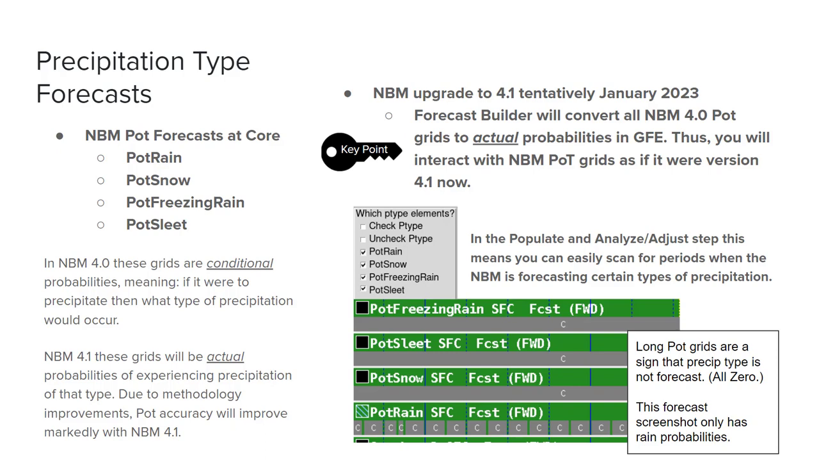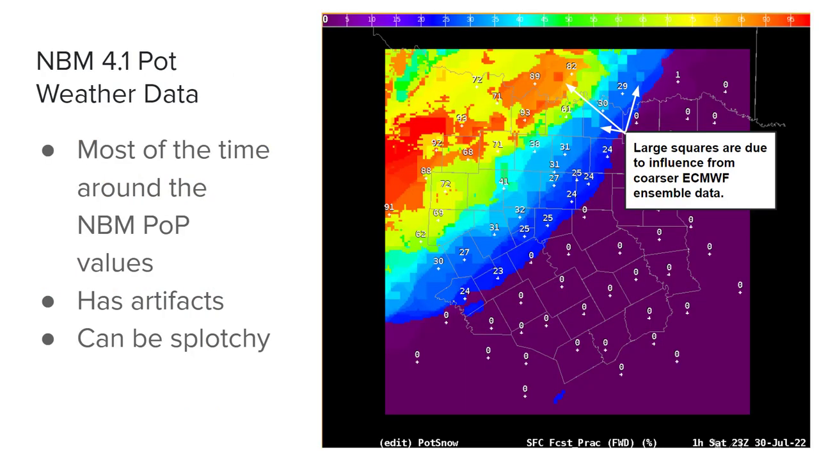In this forecast example here, you can see that POT rain is broken up, meaning that the values of POT rain are changing at each time step. When viewing one of the NBM POT grids, you'll notice a couple things. First, they'll generally be near the values of the NBM POPs. And from this screenshot, you'll see that these kinds of grids are splotchy and have some artifacts when you're reviewing them in 2.5 kilometer resolution.